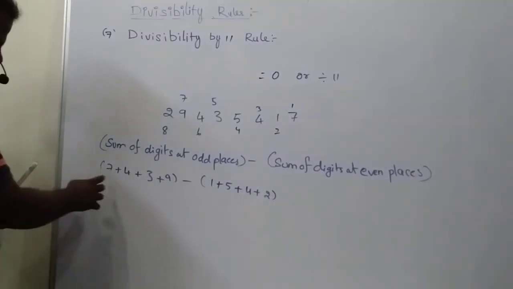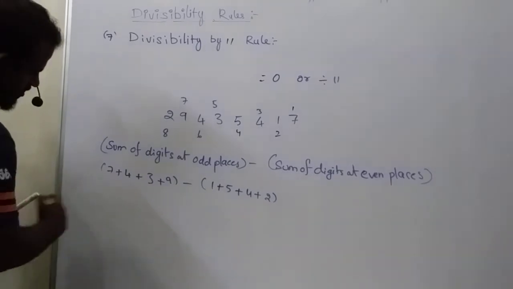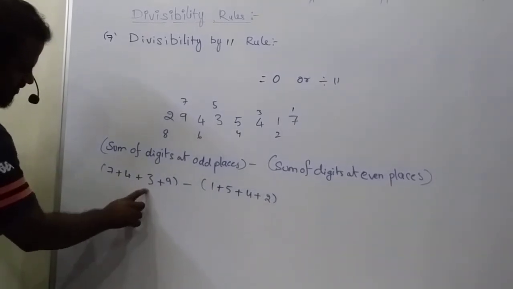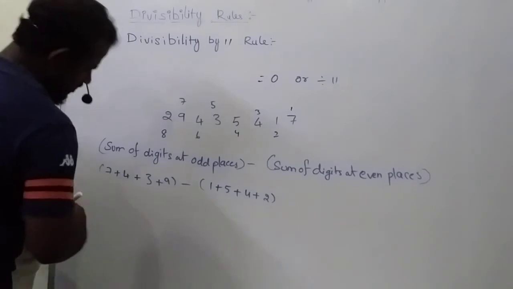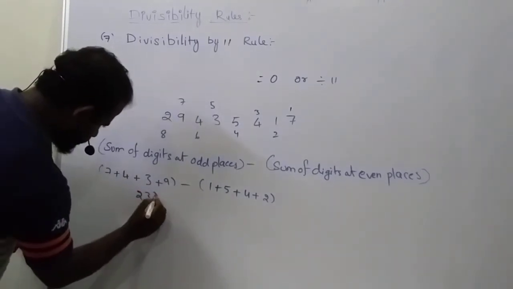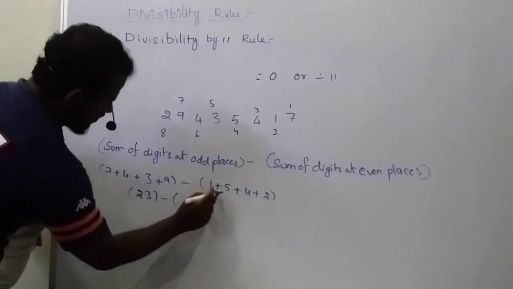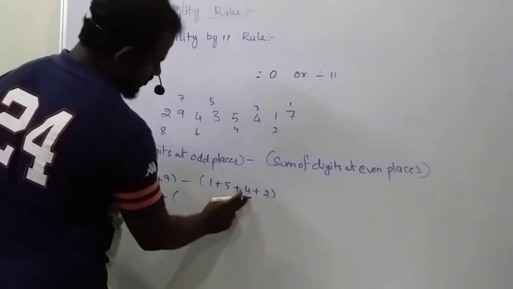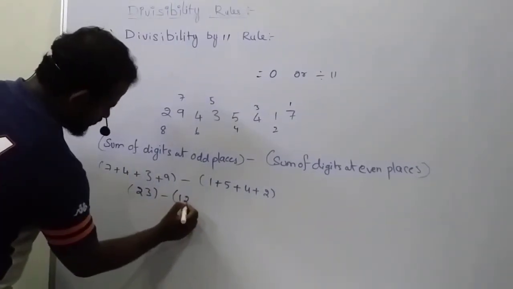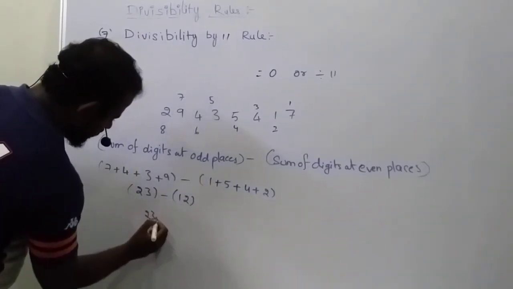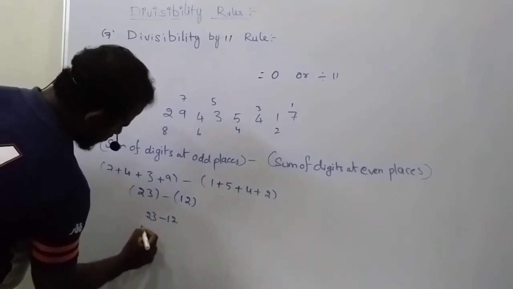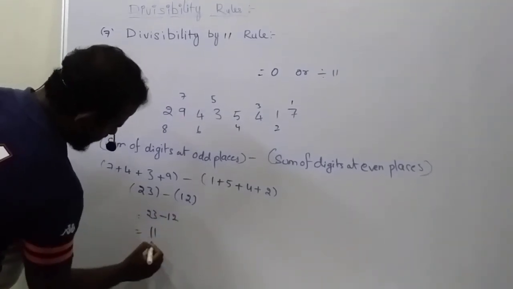See, now we need to complete the addition here. 7 plus 4 is 11, 11 plus 3 is 14, 14 plus 9 is 23, minus 1 plus 5 is 6, 6 plus 4 is 10, 10 plus 2 is 12. That means 23 minus 12. So the result is what? 11.